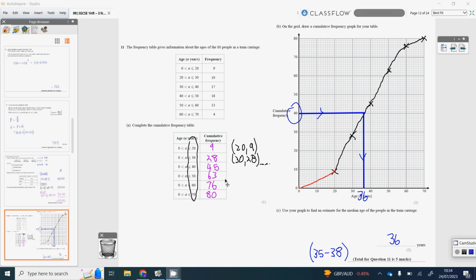Now for part C, use your graph to find an estimate for the median age. Now median means middle. We've got 80 people here, so the middle person is the 40th person. So go along 40, a nice horizontal line with a ruler, then go down and take a reading. Now for my curve, I got 36, but obviously everybody's curve is going to be slightly different as this is done by freehand. So the mark scheme actually allowed any answer between 35 and 38, providing it tied in with your diagram.